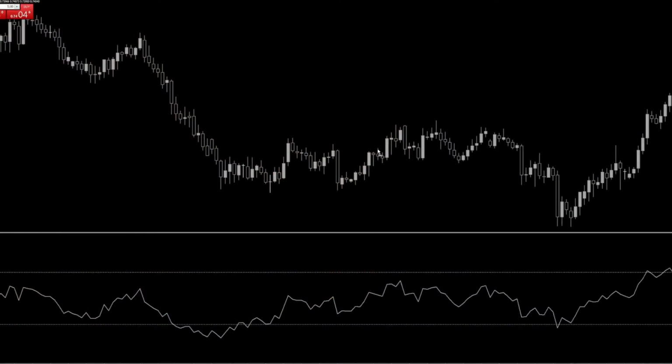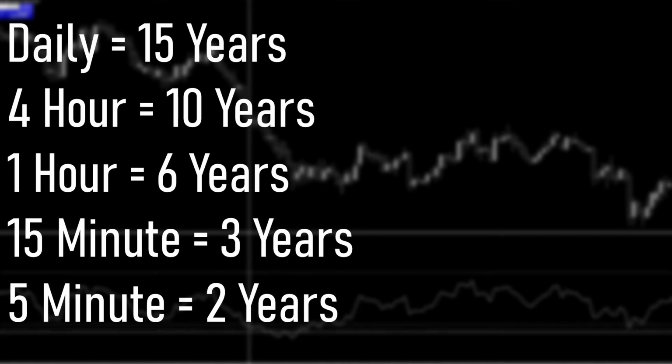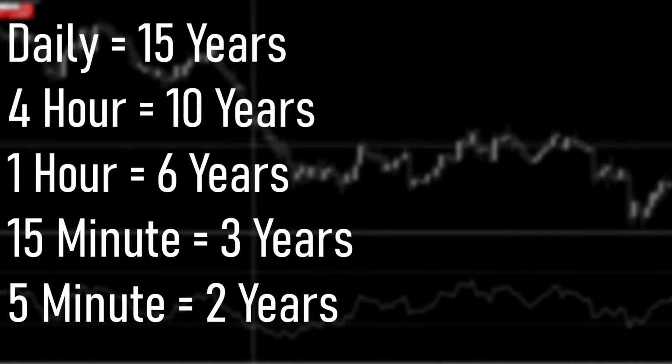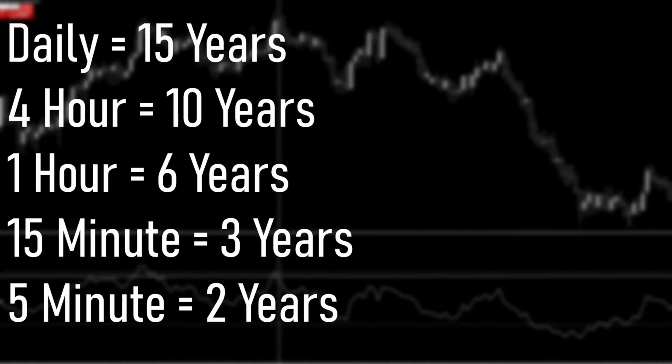Now, if this is going to be a thorough test, we're going to need a big sample size. Not only that, but it's also got to be performed across a relatively significant amount of time. On the daily time frame, we will go back 15 years. On the 4-hourly, we will go back 10 years. On the hourly, we will go back 6 years. On the 15-minute, we will go back 3 years. And on the 5-minute, we will go back 2 years.